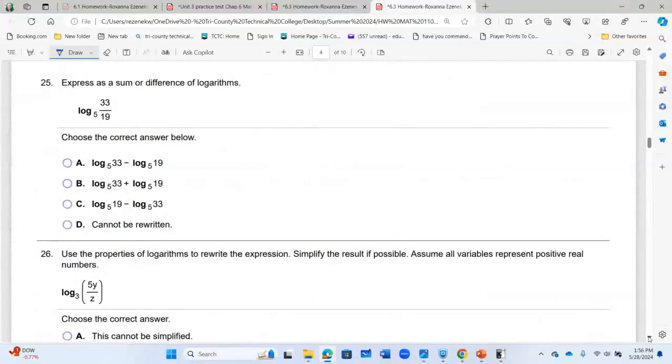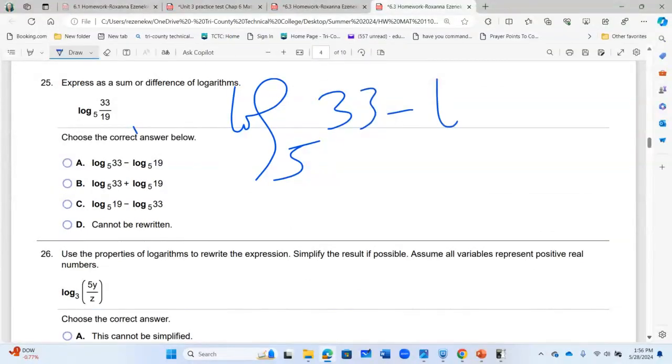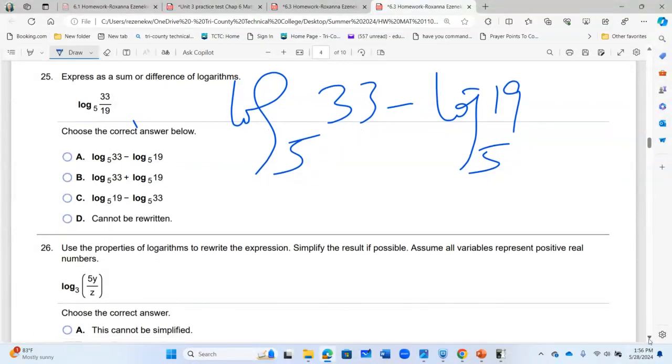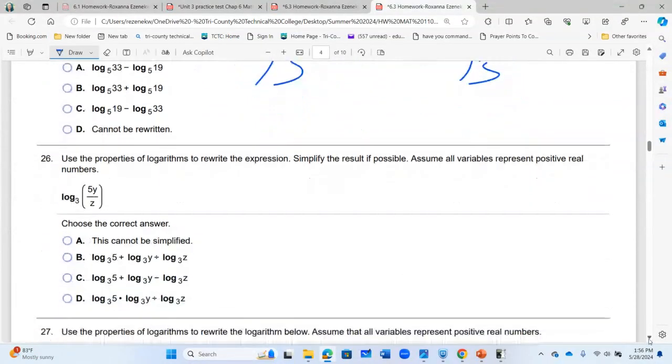So we're going to now express as a sum or difference, in other words, apply the laws of logarithm. Division is subtraction. So log to base 5 of 33 minus log to base 5 of 19. That's it. It's just simple like that, because we already know the laws of logarithm.